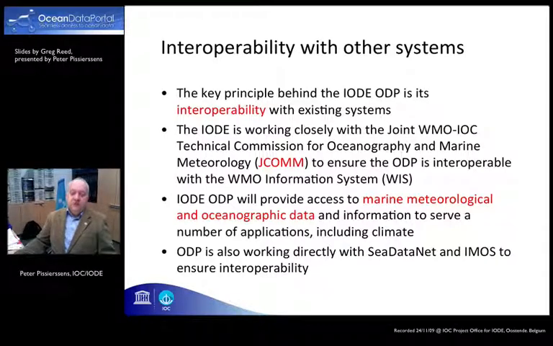Now, building this system, of course, interoperability is very important, because ODP is not the only distributed data system that is being developed. There are also other regional, such as CDataNet, or national, such as the Australian IMOS. There is also a system developing in the US. So we are not going to compete with these other systems. No, we have to be interoperable with them. In that regard, we're working closely with WMO through the joint WMO IOC Technical Commission for Oceanography and Marine Meteorology, JCOMM, to ensure that the Ocean Data Portal, for example, is interoperable with the new WMO information system. Through this cooperation, ODP will provide not only oceanographic data, but will also be able to provide the meteorological data, and the WIS in return will also be able to give access to oceanographic data.